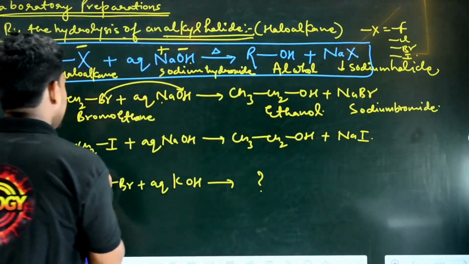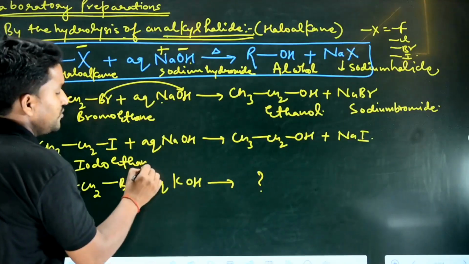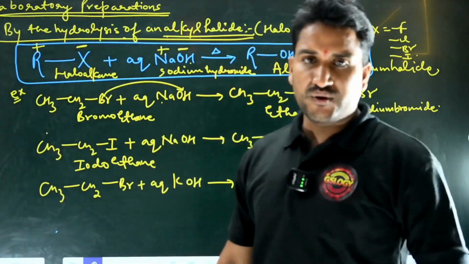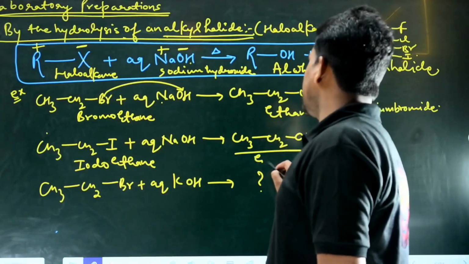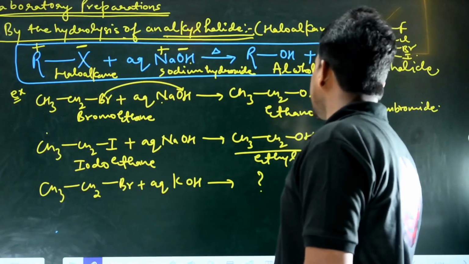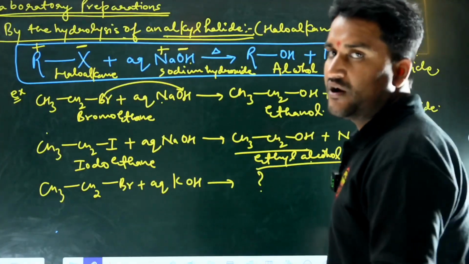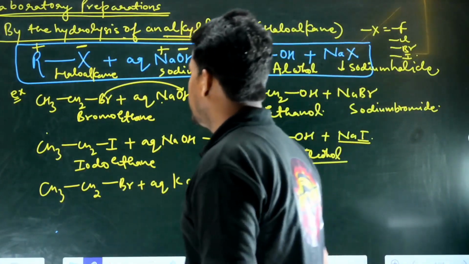And iodoethane. When iodoethane is treated with aqueous NaOH, then again it will give ethyl alcohol. And ethyl alcohol is a common name of ethanol. Okay, and it gives sodium iodide.